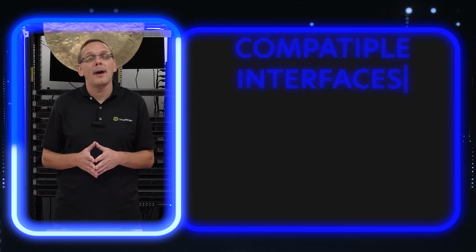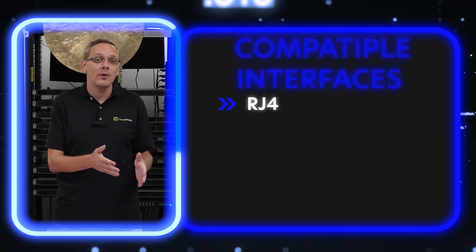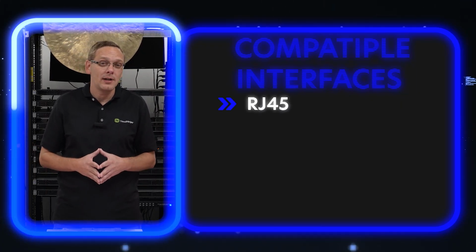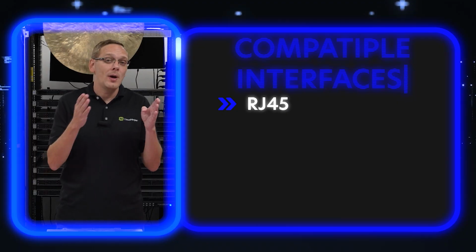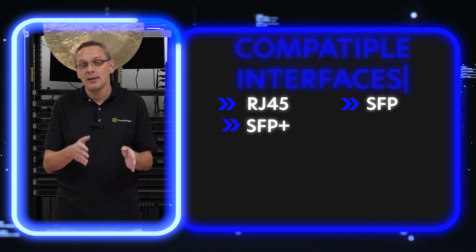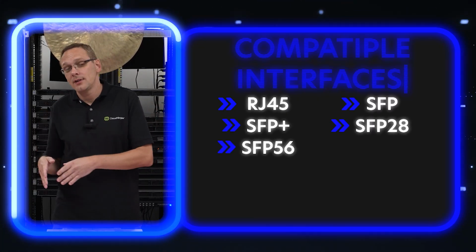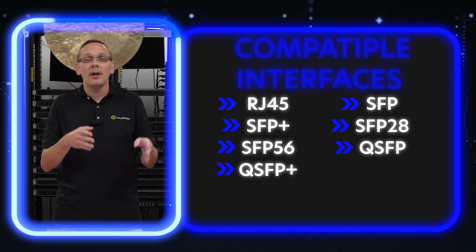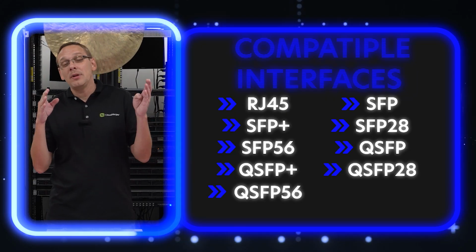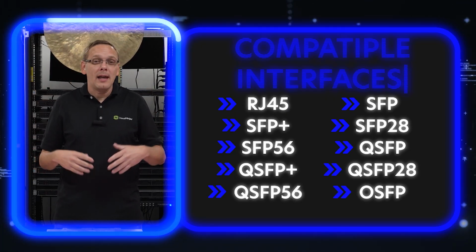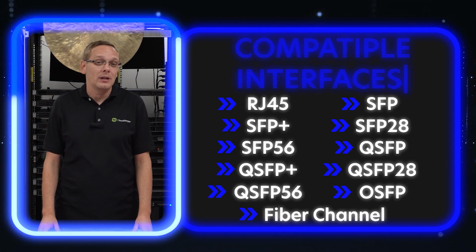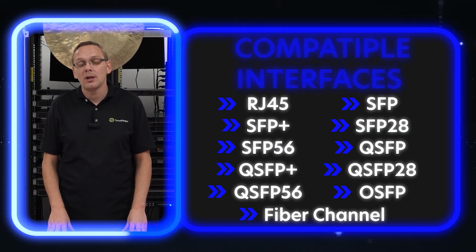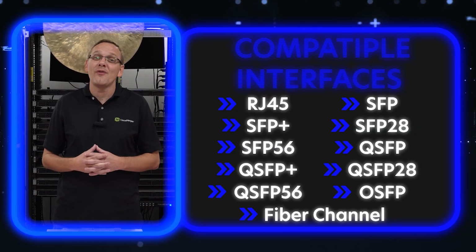So what are your compatible interfaces? Well, you have RJ45, which, as we mentioned, is just another way of saying Ethernet, and will be a very popular option. You have SFP, SFP+, SFP28, SFP56, QSFP, QSFP+, QSFP28, QSFP56, OSFP, and Fiber Channel. So there's a lot of interfaces you can use for this machine. Really, pick your favorite flavor.